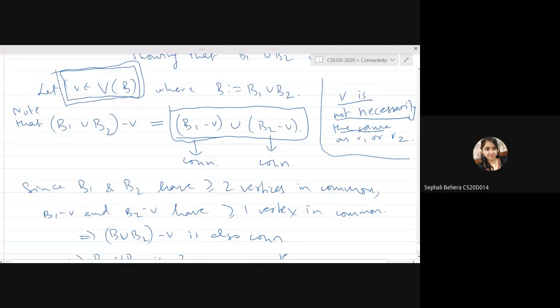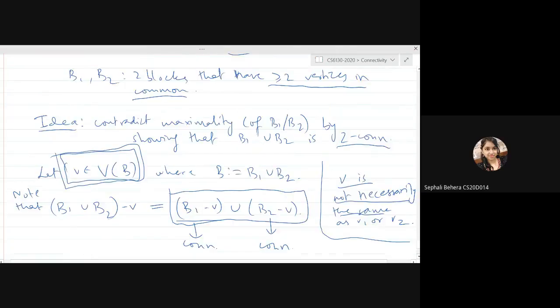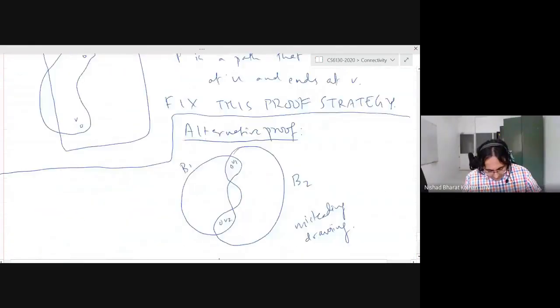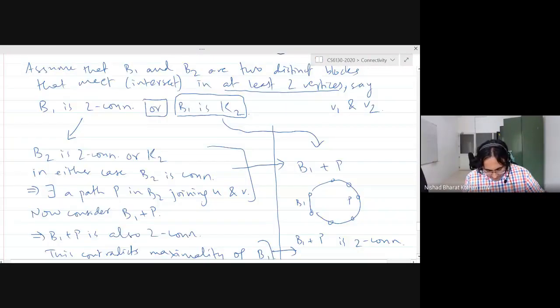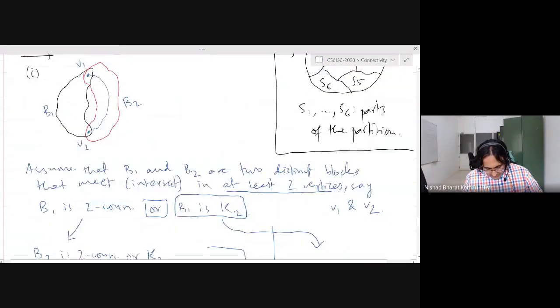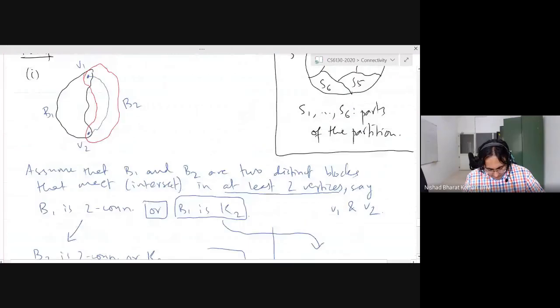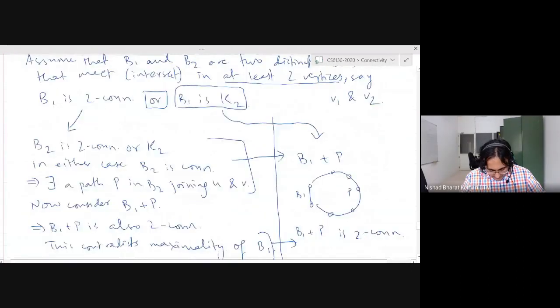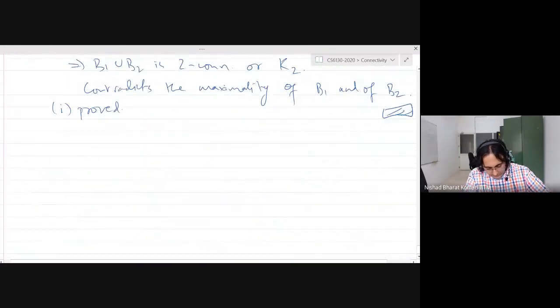Shefali? Actually, yeah. What is K2? I missed that part because of network problems. Okay. Yeah, I'm sorry. So K2 is, maybe I have not discussed this notation. So let me take this opportunity to discuss the complete graphs.